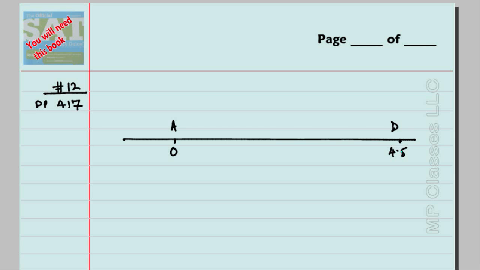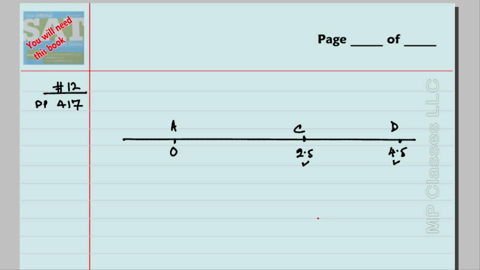The next sentence is the length CD is 2. If length CD is 2 and if my D is 4.5, then 4.5 minus 2 is 2.5. So that's where my C is going to be, and that's how we find the C. That's going to be somewhere here. So if I write this as C, this is going to be my 2.5, such that the difference between this and this is CD, which is 2.